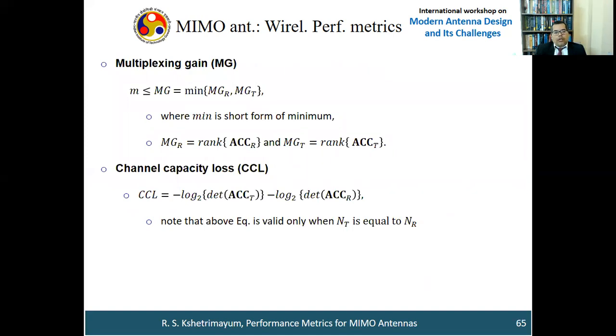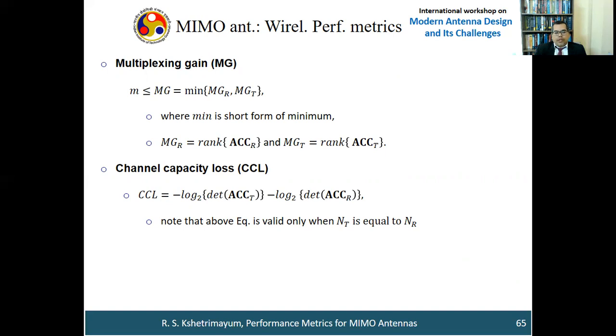And let us also discuss the other remaining parameters which are related to the transfer rate. One is called multiplexing gain. Multiplexing gain can be calculated from the rank of the channel matrix at the transmitter and receiver, and the minimum of the rank of the antenna correlation coefficient for the transmitter or receiver will give us the multiplexing gain.